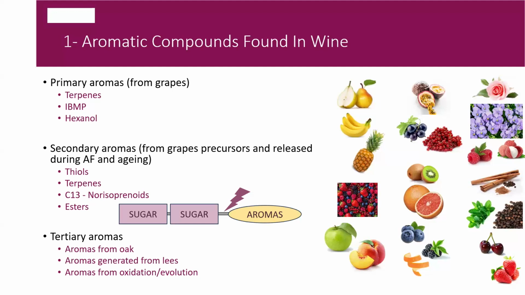We also can get tertiary aromas from aging on lees, if you do extended lees contact or stirring the lees, batonnage. This can create some aromas like brioche, nutty, creamy aromas, and then extended aging or oxidation can lead to aromas like hazelnut, walnut, dried fruit, or even tobacco or forest floor. So those are the three main families of aromas we can find in the wine.